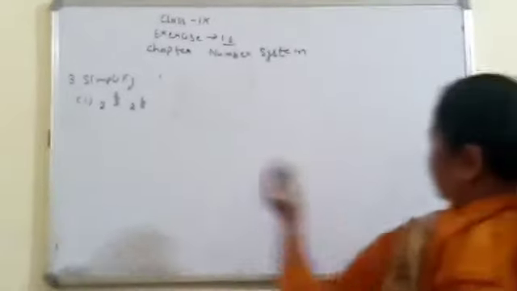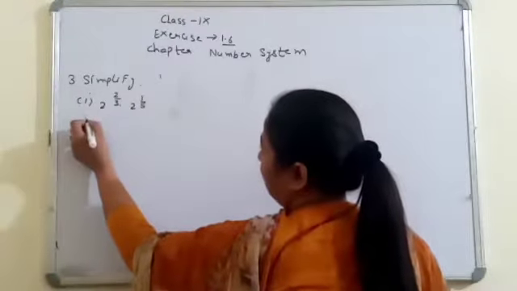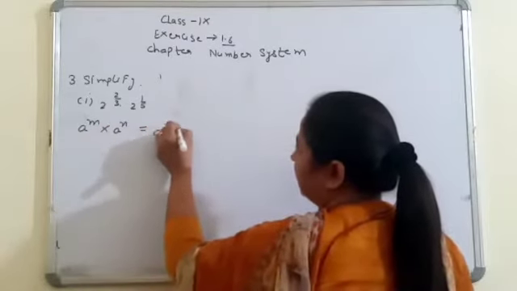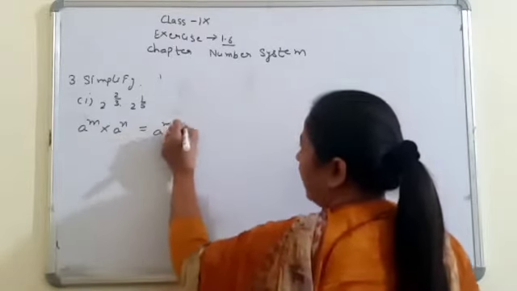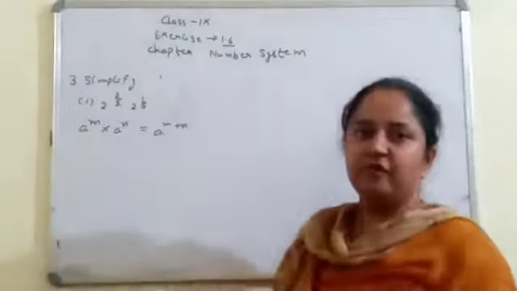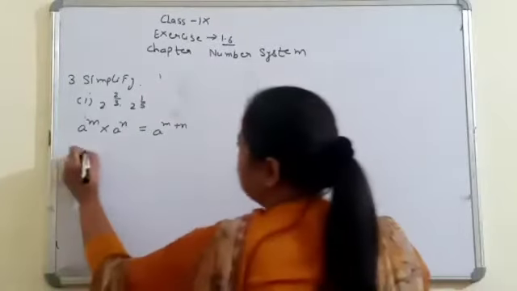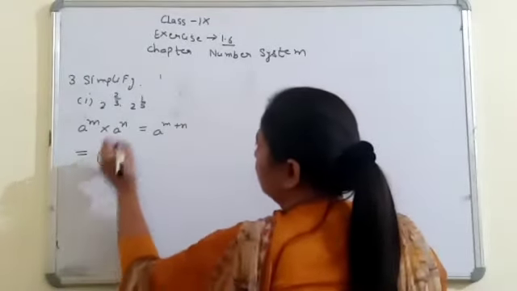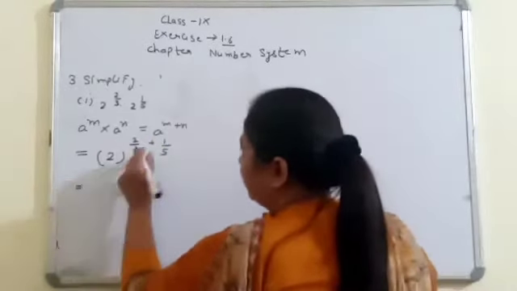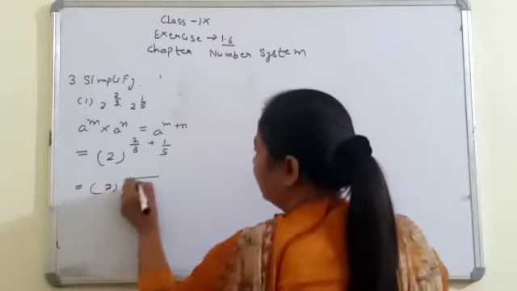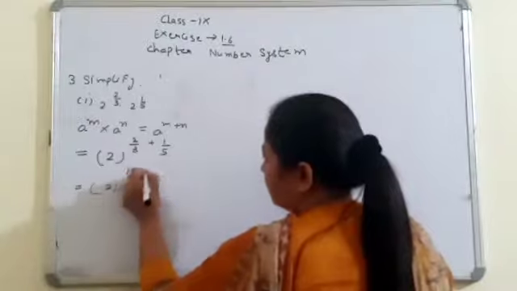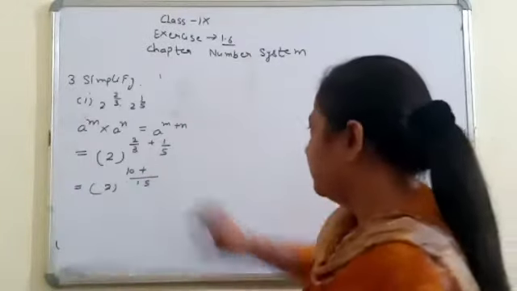Here you can see we can apply the first law of exponent. If a power m and a power n, then we have to add the powers. Here you can see bases are same, powers are different. So we will apply the first law of exponent, that is 2 to the power 2 by 3 plus 1 by 5. Now take the LCM of 3 and 5. This is 15. 15 divided by 3 is 5, 5 twos are 10. Now solve.